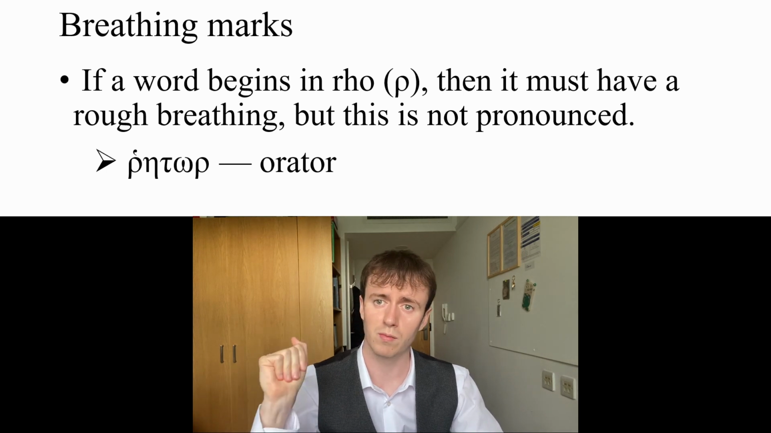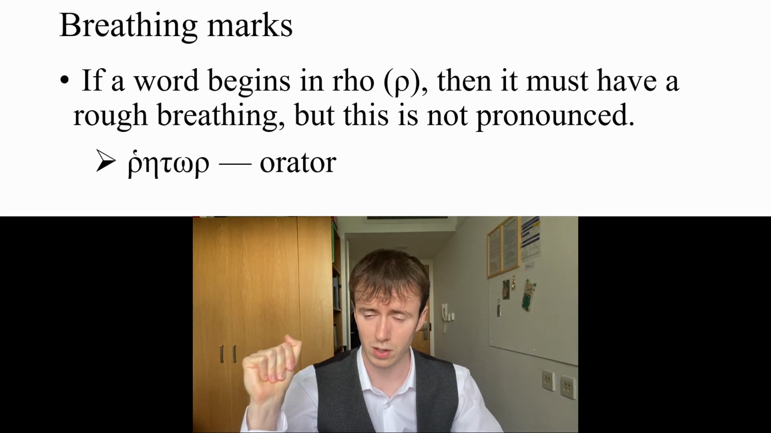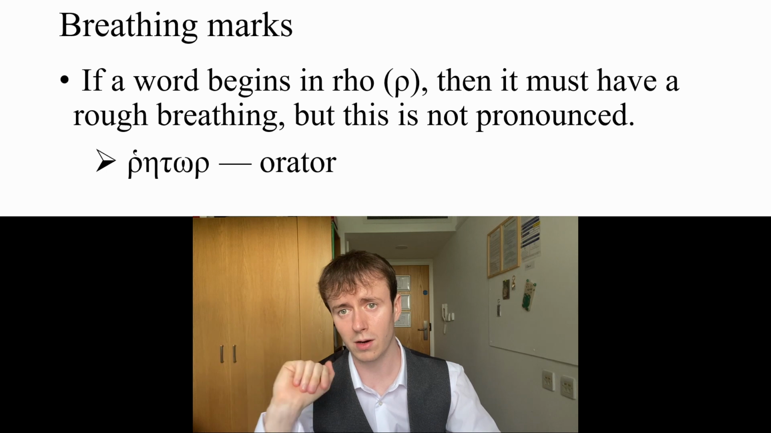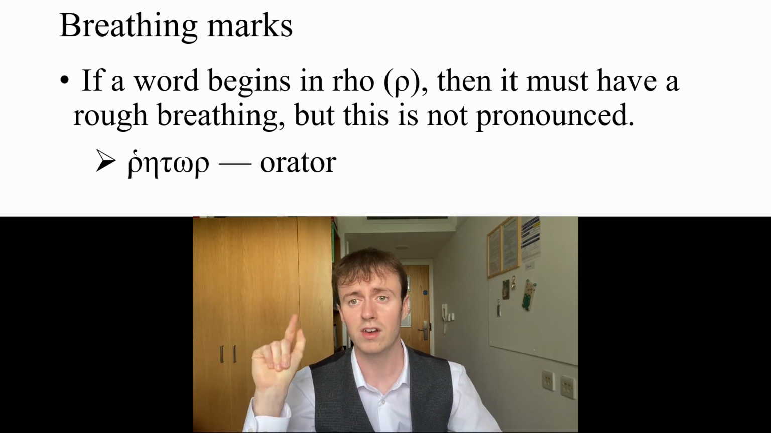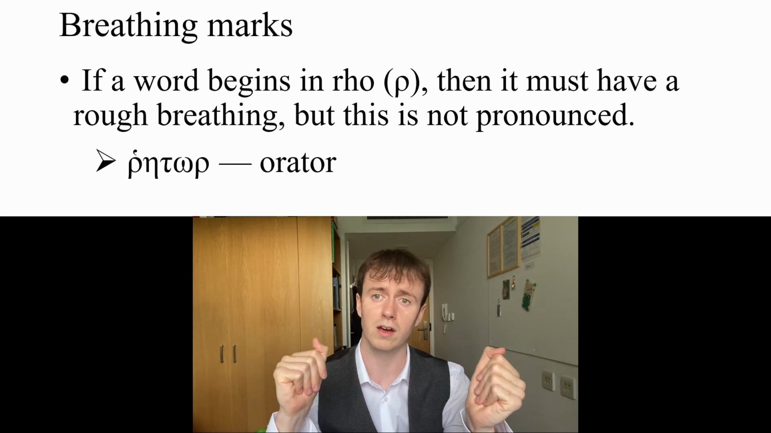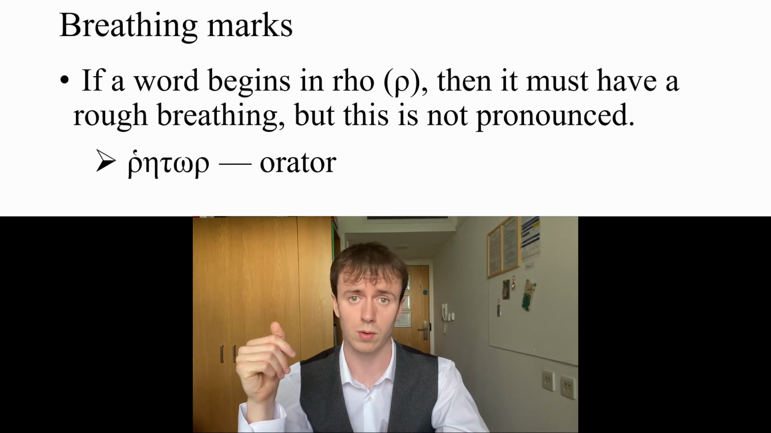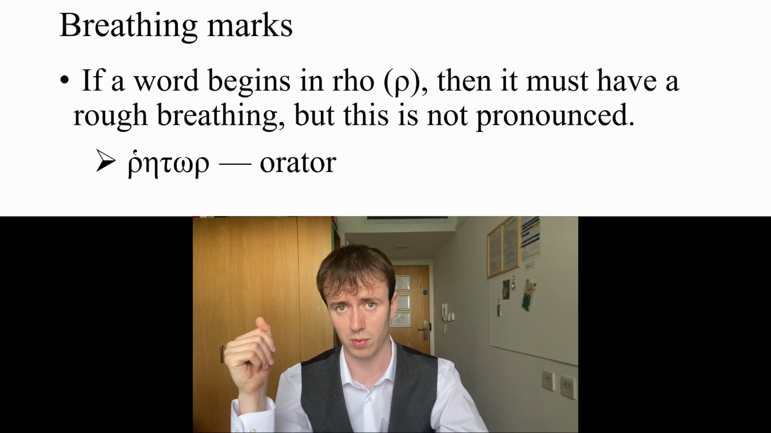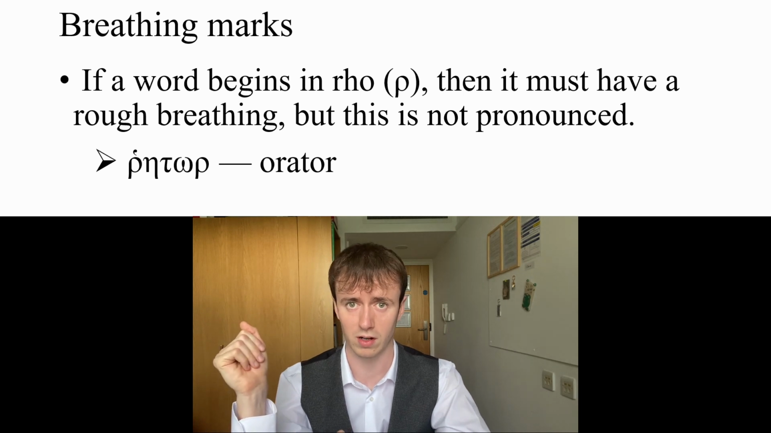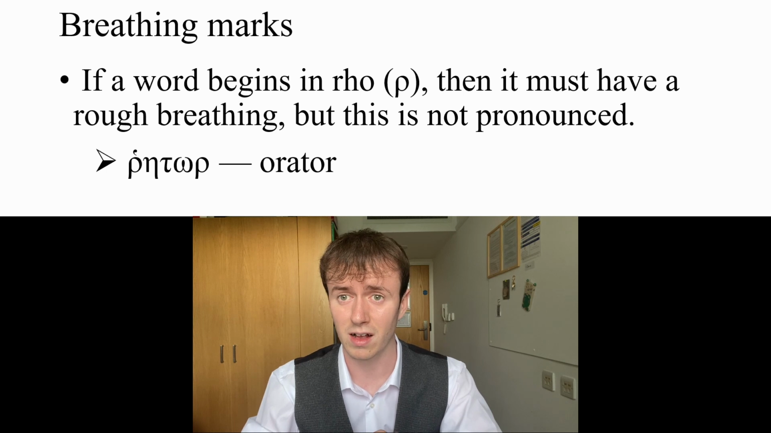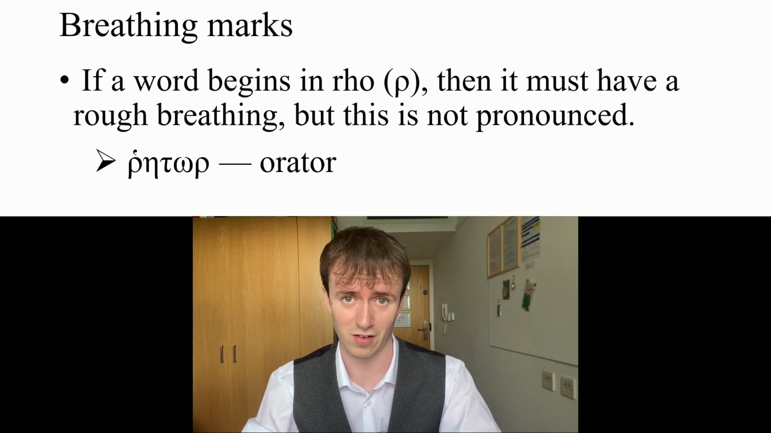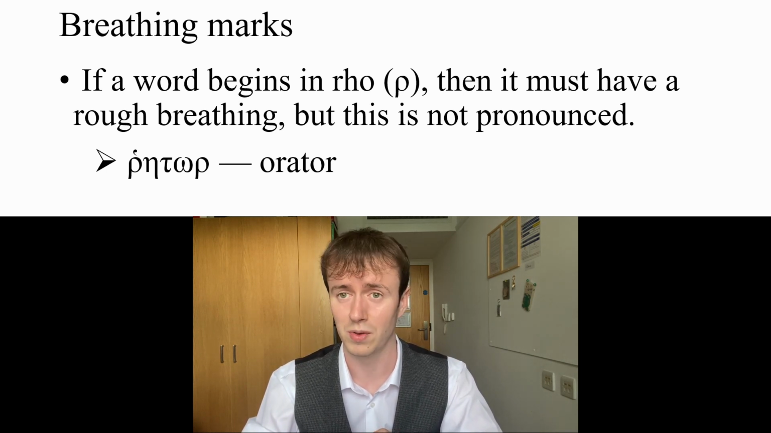So if a word begins in rho, it must have a rough breathing. If a word begins in a vowel, then it will either have a smooth breathing or a rough breathing, depending on the noun. So you have to learn for every noun that begins in a vowel whether it's got a smooth breathing or a rough breathing. You just have to memorize it as part of learning the word, okay? Which is easy enough, because it's like remembering whether a noun begins in H or not, to be honest. So you'll be absolutely fine.